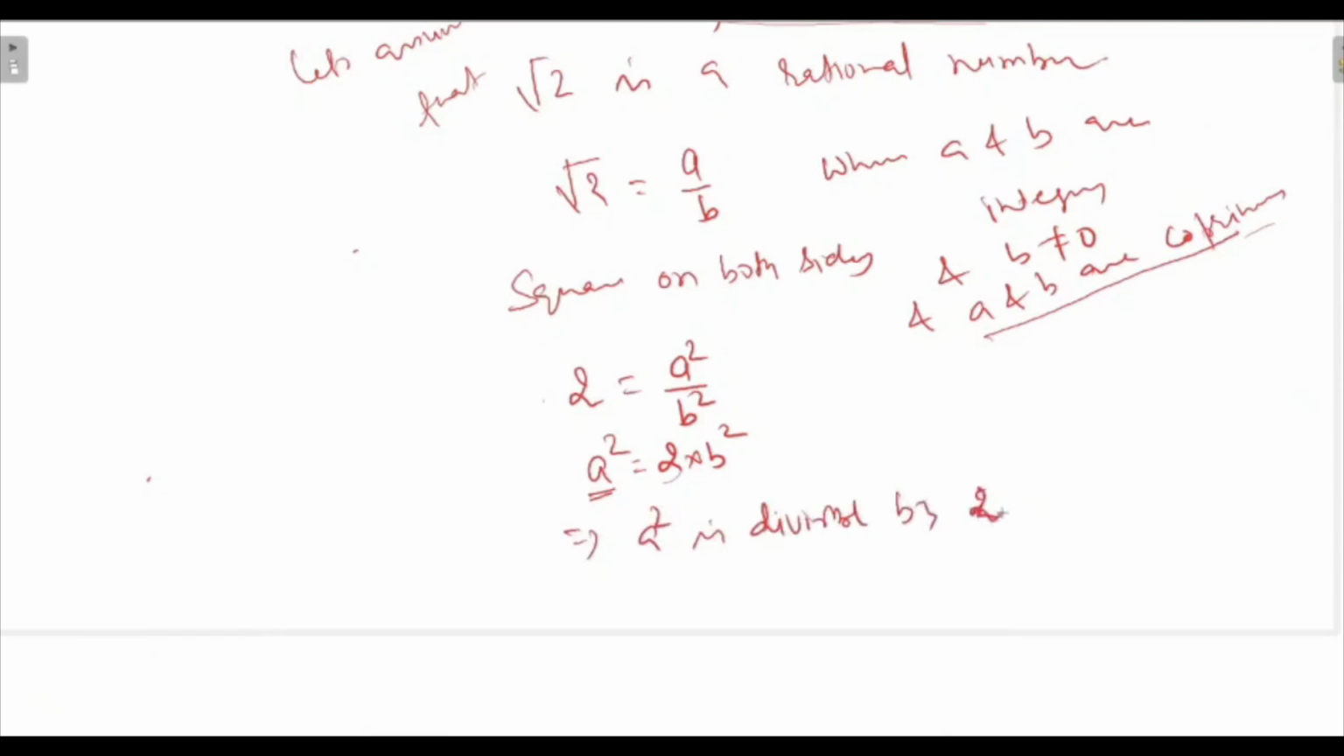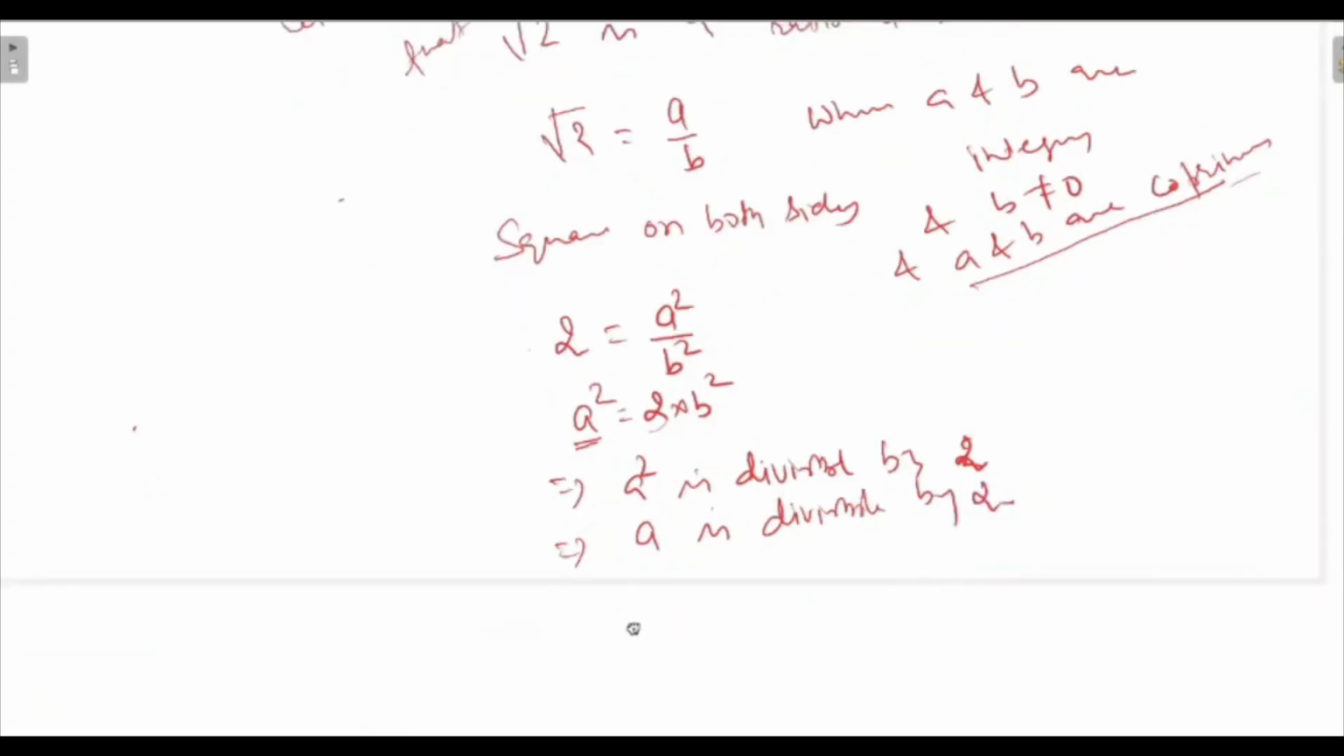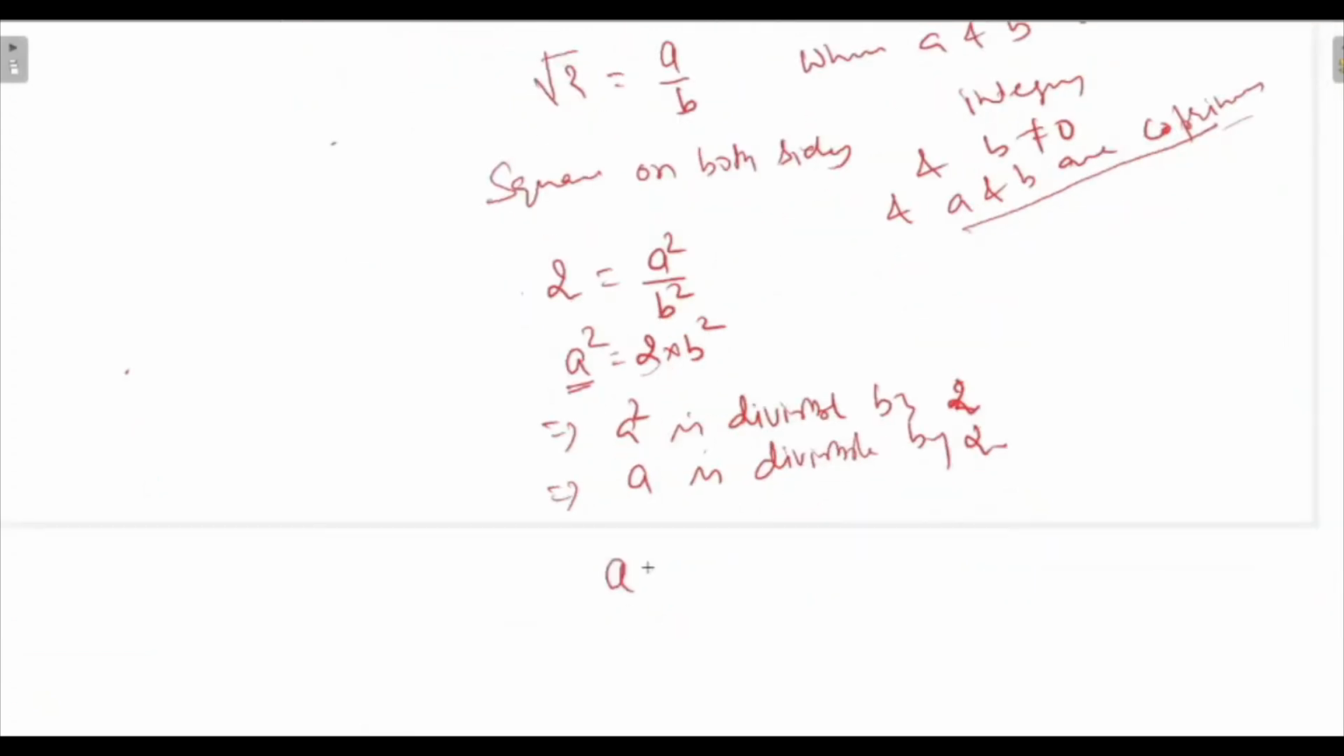Just now we studied that if a is a prime, basically 2 is a prime number, and if it is able to divide a square, then a should also be divisible by it. So if a is divisible by 2, can I write a as 2m, something like this?